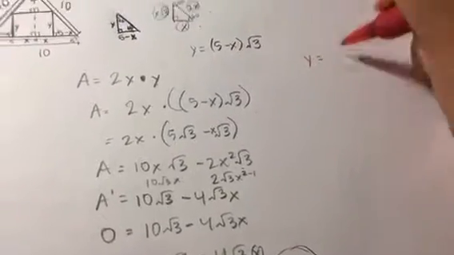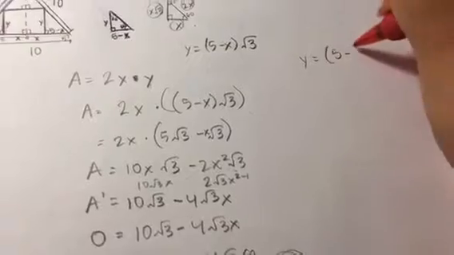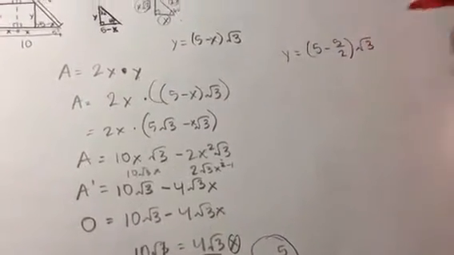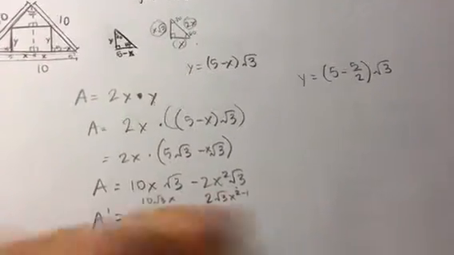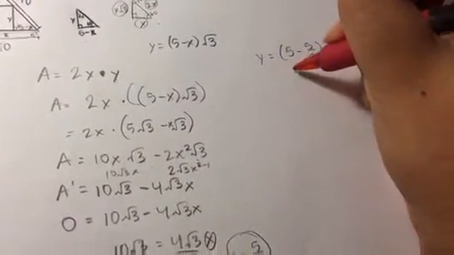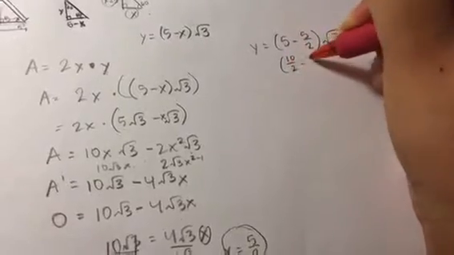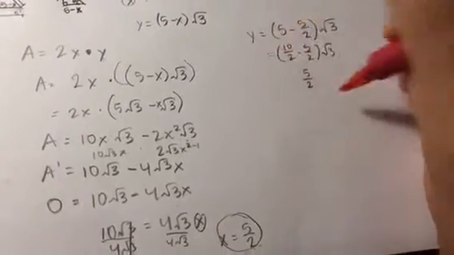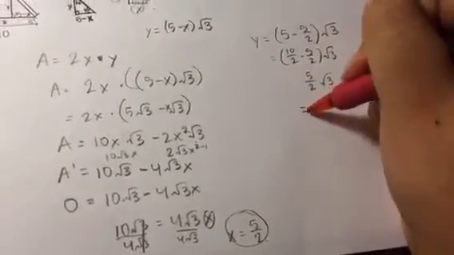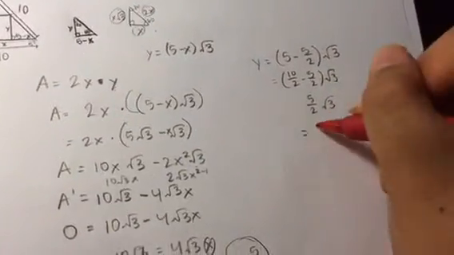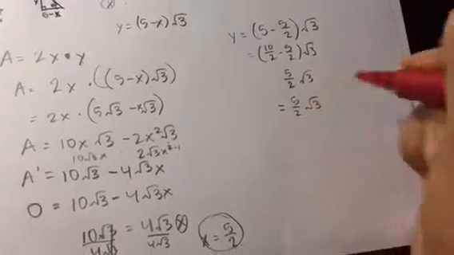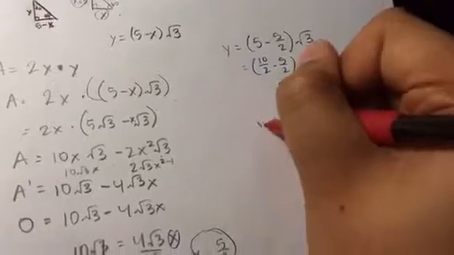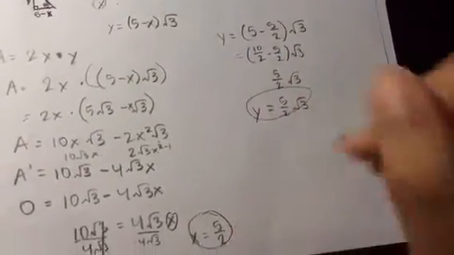So y equals 5 minus, then plug in x, which is 5 over 2, times rad 3, and this gets you 10 over 2 minus 5 over 2 times rad 3. This is just still 5 over 2 times rad 3. You can just keep it at 5 over 2 rad 3. This is your y, so then these are both your dimensions.